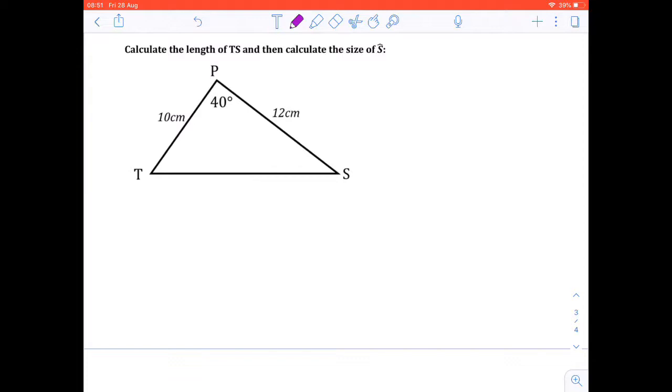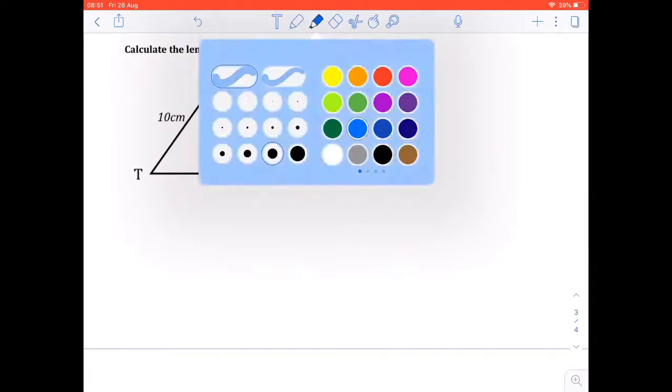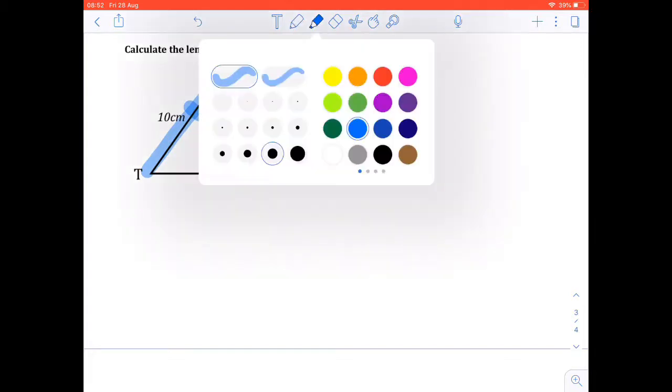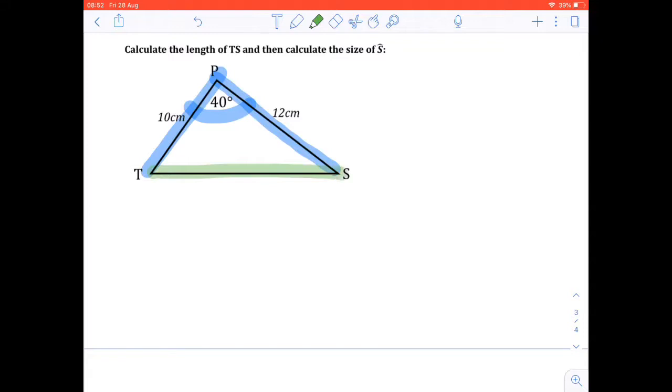Another example. Calculate the length of TS and then calculate the size of angle S. Okay, so let's look at what we've been given in this diagram. So we have two sides that we can see visually meet to form an angle. So we have PT and PS that meet to form that angle of 40 degrees. So this means we use cos rule because we are trying to work out side TS.